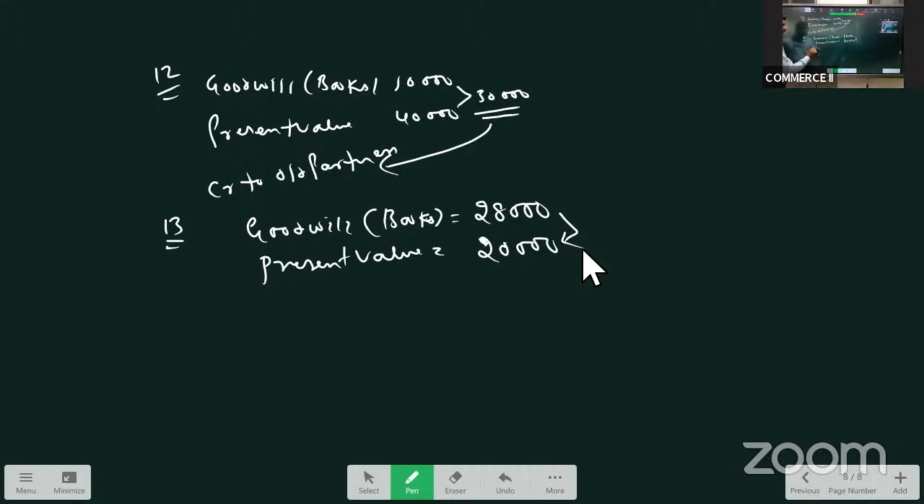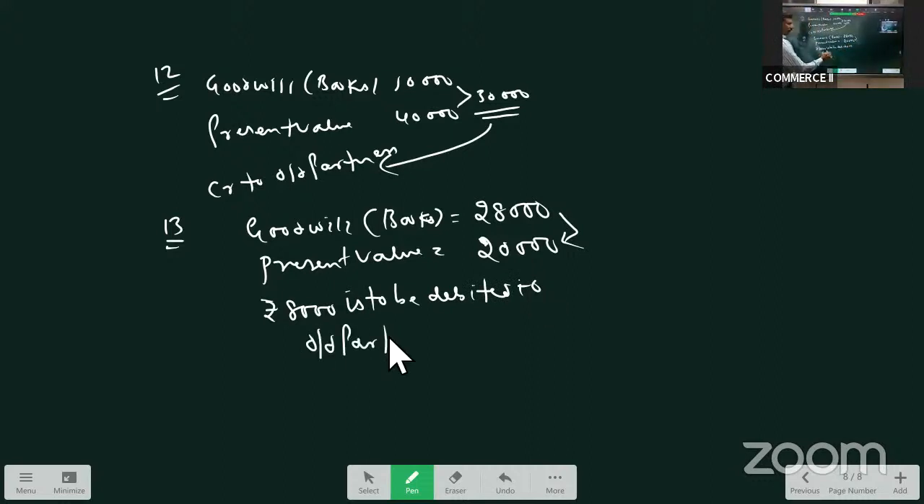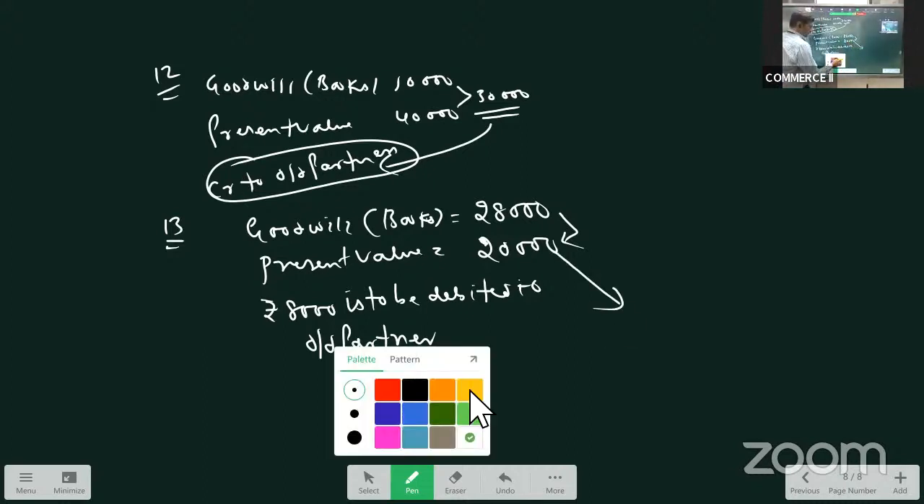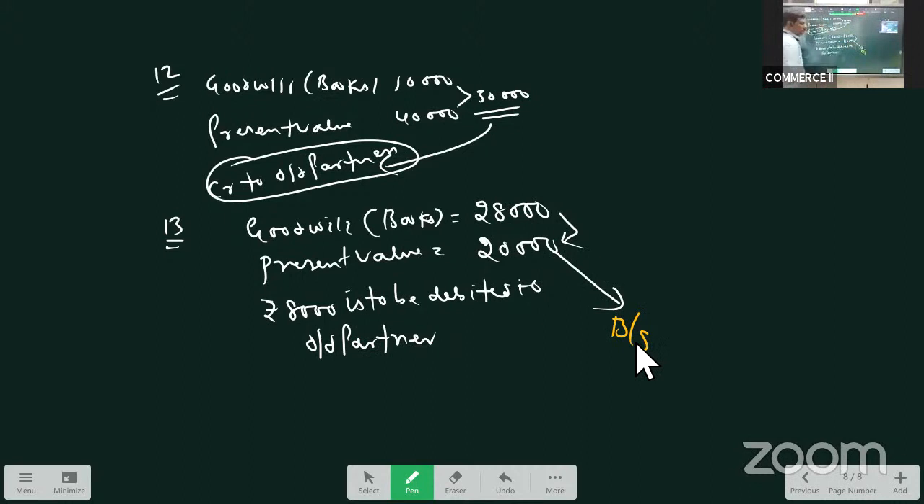Now what we should do is rupees 8,000 is to be debited to old partners. So very simple. If there is an increase, we credit it to old partners, and if there is a decrease, we debit it to old partners. How much? The net amount. And in the balance sheet, now the goodwill will appear at 20,000. Okay. So we'll start with revaluation.